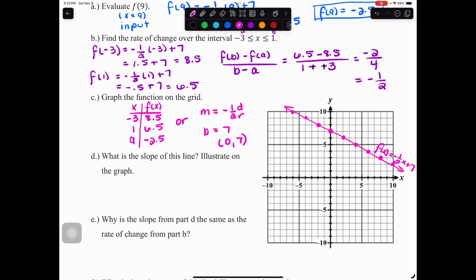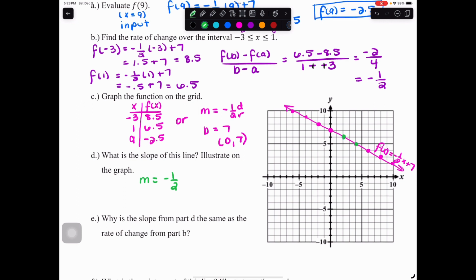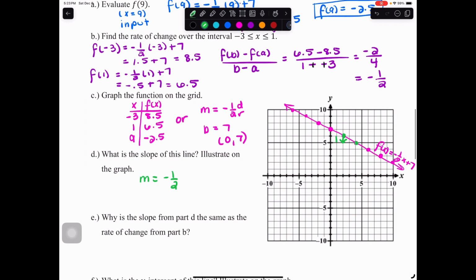It says underneath this, which we've kind of already identified, what is the slope, but they want us to illustrate it on the graph. So our slope is negative 1/2. If I were to pick 2 points, say here and here, I illustrate by showing that I have to go down 1 and to the right 2. Because I went down 1, that's why it's -1. I went to the right 2, that's why it's +2.